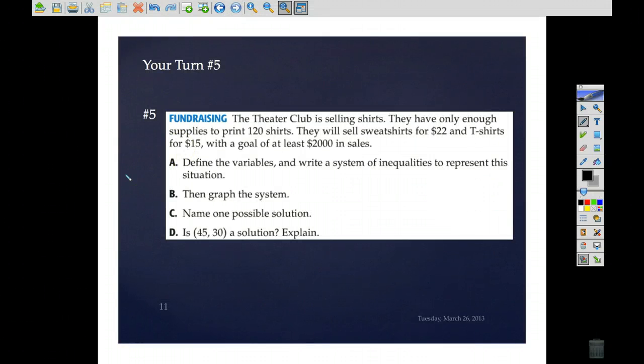Okay, go ahead to number 5. Your number 5 is about fundraising. This is a multiple choice question, so A, B, C, or D are your choices, and I believe this is the last slide. So when you're done with this, pack the homework in your book bag so that you have it for credit for tomorrow, okay?